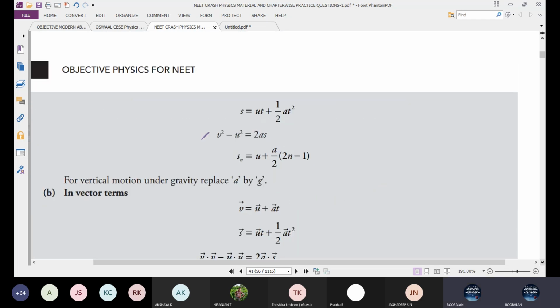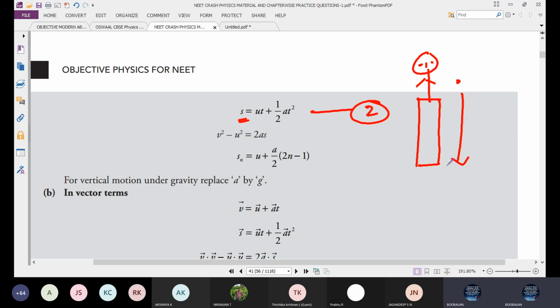Second equation, s is equal to ut plus half at square. This is the second equation. In this equation, no need for final velocity. Just initial velocity is enough. It is easy to find s, the position. For example, I'm dropping one object. This is a building, one person standing like that, dropping the stone. The stone is falling down.